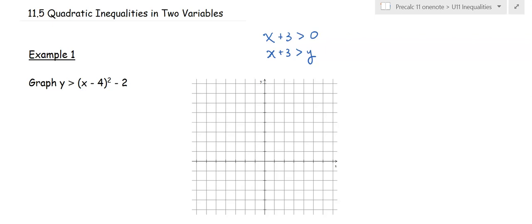Today we are going to look at quadratic inequalities in two variables. The last few classes we have been looking at quadratic inequalities in one variable. So what happens when we have two variables?